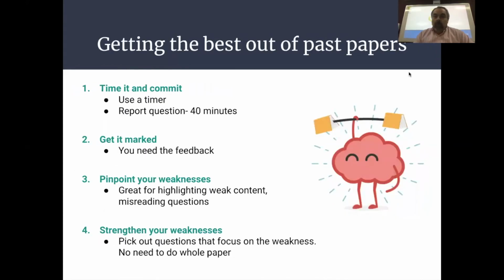So getting the most out of your past papers would be typically around these ideas. Time it, commit to doing those sections. And again, you don't have to sit down and do a 3-hour exam. Sit down and say, well, today I'm going to spend 20 minutes. I'm going to do the multiple choice questions under exam conditions. The next day or so, I'm going to do these short answer questions. I'm going to have a go at doing this extended response. Get the feedback, pinpoint your weaknesses, and obviously strengthen those weaknesses by doing additional questions related to that.